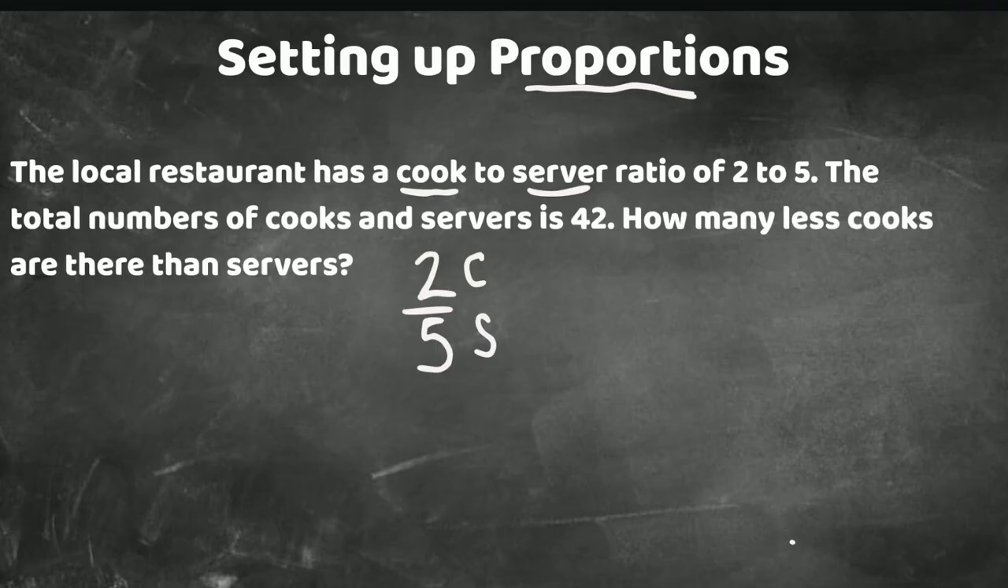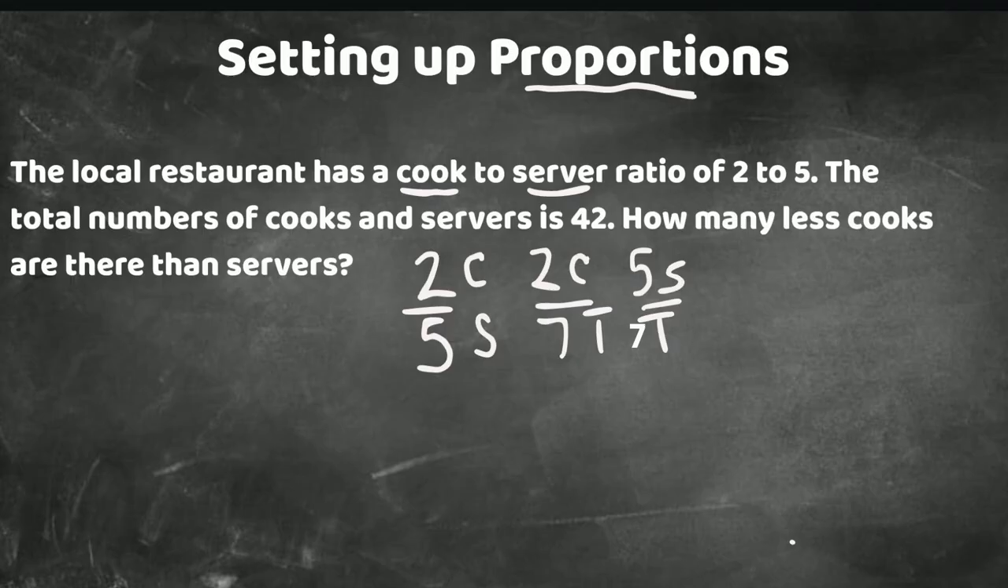We know that we have 2 cooks for a total of 7, since 5 plus 2, we have 7 total. And then if we want to do servers to the total, we would do 5 S for the total. Now, in just a second, you'll see why I needed to do this.